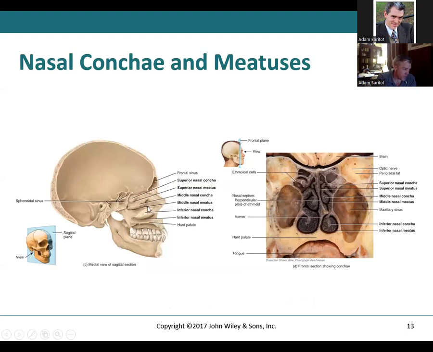Nasal conchae and meatuses. Like I said, we have these spinning areas here, these little spirals that spin the air as it enters your nose. The superior and middle conchae are part of the ethmoid bone. The inferior nasal concha is a bone unto itself. Those of you who learned your 206 bones will know inferior nasal concha because that is one of your skull bones. As the air enters into your respiratory system, those structures spin the air so that it can be greater purified as it heads into your lungs.